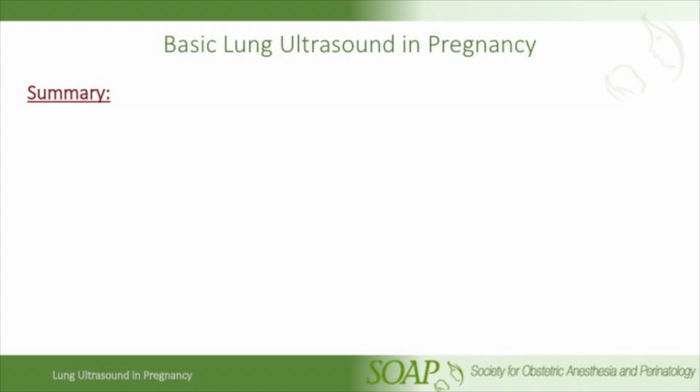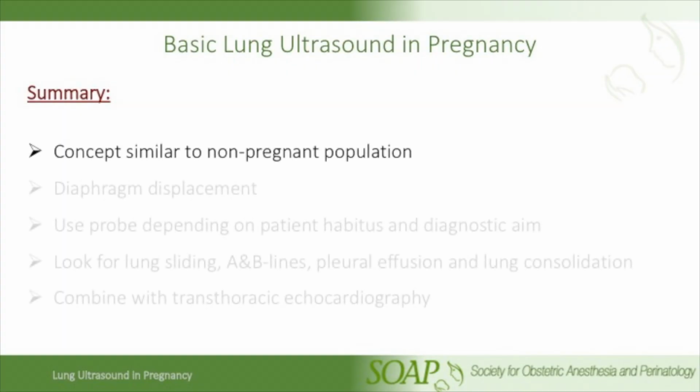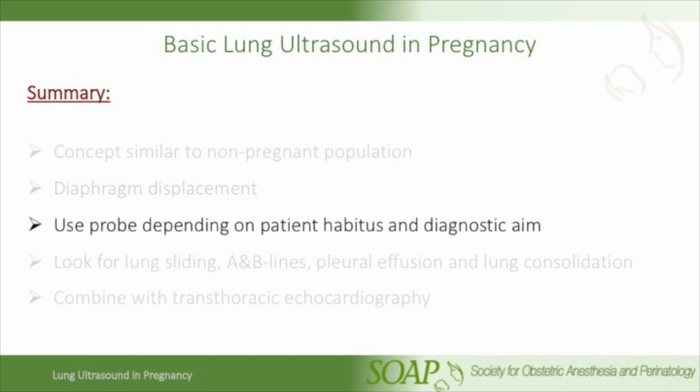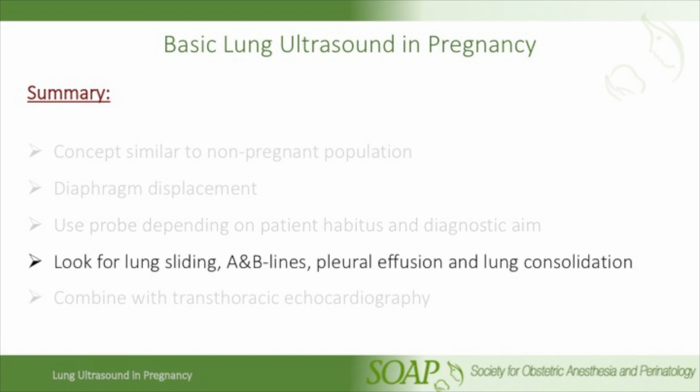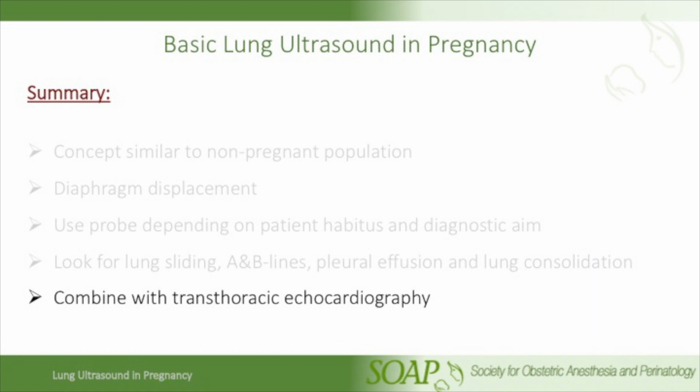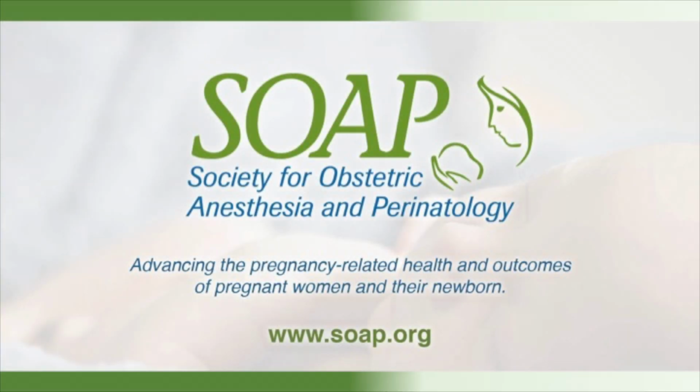In summary, lung ultrasound image interpretation is similar to the non-pregnant individual, but it has to be considered that the diaphragm is displaced cephalad by the gravid uterus. Use your probe depending on the patient's habitus and diagnostic aim of your exam. Look for lung sliding, A and B lines, pleural effusions, and lung consolidation. Combining a lung ultrasound exam with transthoracic echocardiography can be complementary. Please see our video on the clinical decision tree analysis for more details.